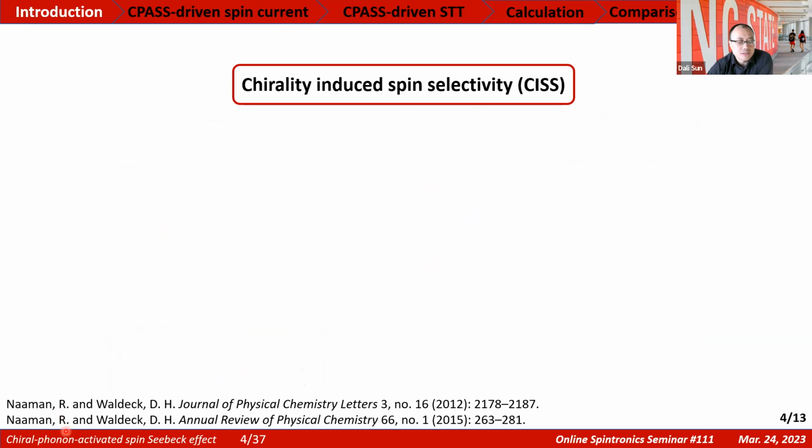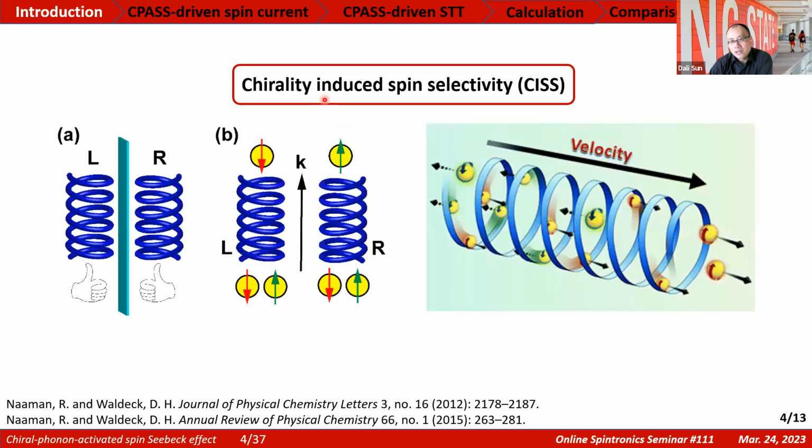That effect was discovered by Naaman and David Waldeck back in 2004. They have a very nice review paper about how the chirality can induce such a spin selectivity effect in almost most of the chiral materials, right? So the chirality-induced spin selectivity effect, they call it the CISS effect, or some people call it the KISS effect, right? So let's say the CISS effect.